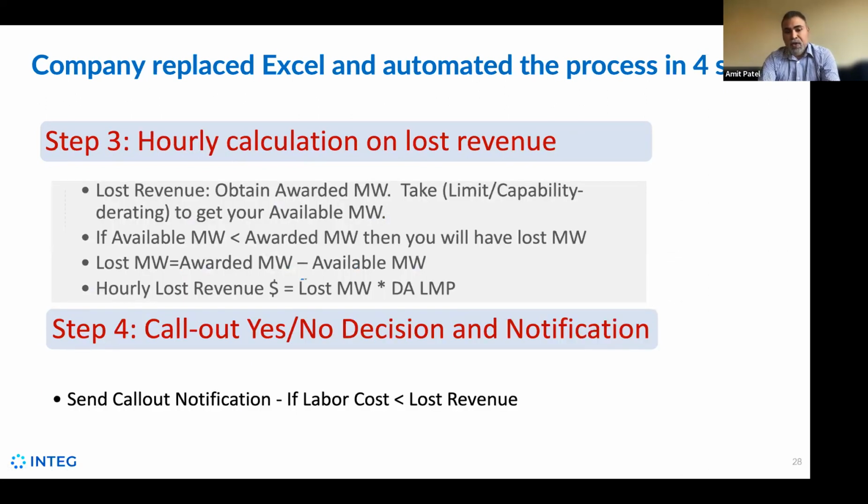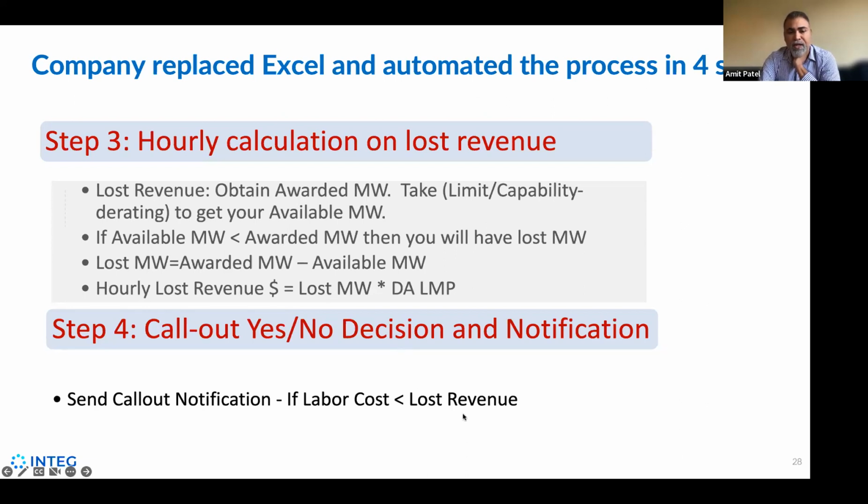So step 3 is basically doing the calculations to figure out lost revenue. So what we did is we figured out lost revenue. Let's say it's a Friday, somebody's not going to be in until Monday, it's Friday night, you're going to figure out lost revenue for the next couple of days, Saturday and Sunday, or partially into Monday. And there's an algorithm for that.